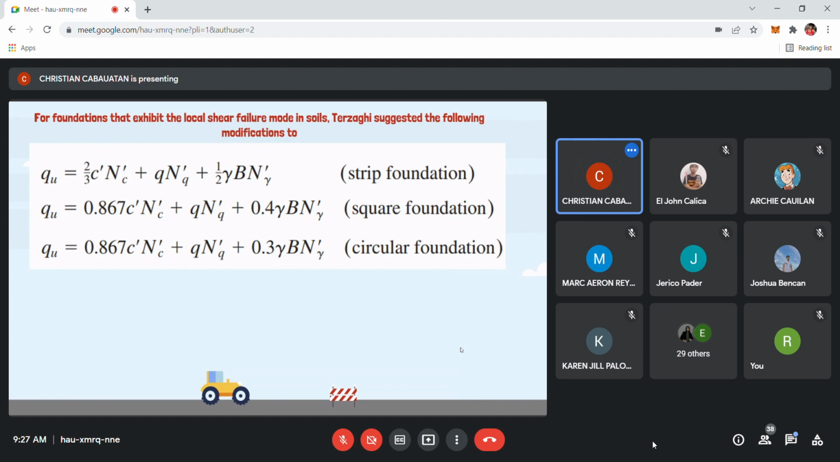For square foundation, it would be 0.867 c Nc plus qNq plus 0.4 gamma B N gamma. And for circular foundation, it would be 0.867 c Nc plus qNq plus 0.3 gamma B N gamma. Dyan nyo napapansin si cohesion na may apostrophe sa taas.